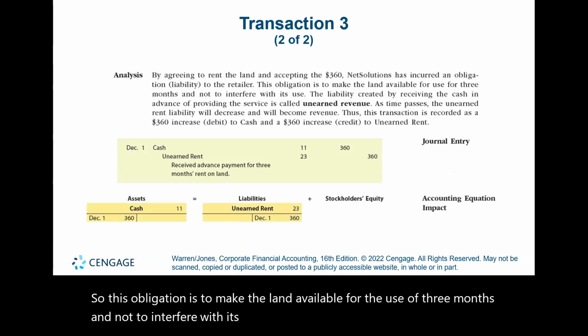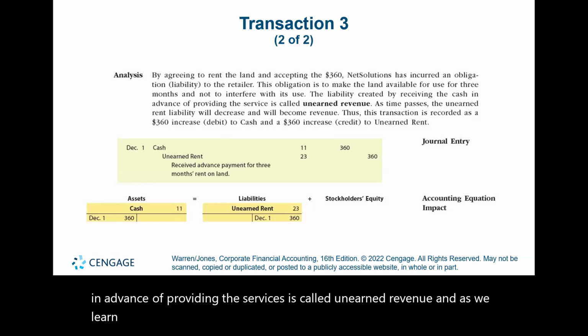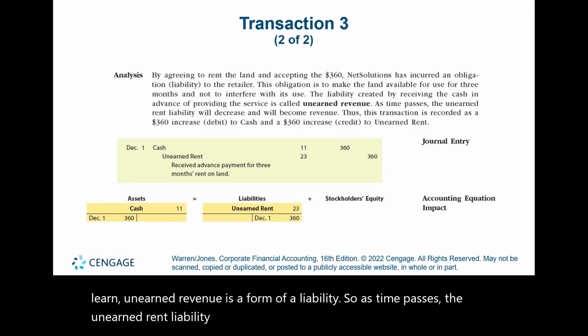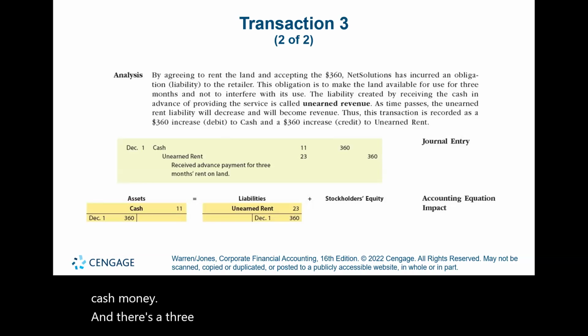The liability created by receiving the cash in advance of providing the services is called unearned revenue. And as we learned, unearned revenue is a form of a liability. So as time passes, the unearned rent liability will decrease and it will become revenue. So thus, this transaction is recorded as a $360 increase to cash. We've received cash money, and there's a $360 increase credit to unearned rent, which is our liability account.